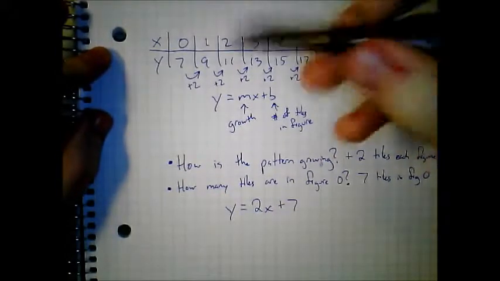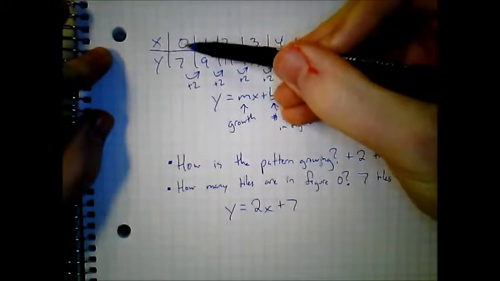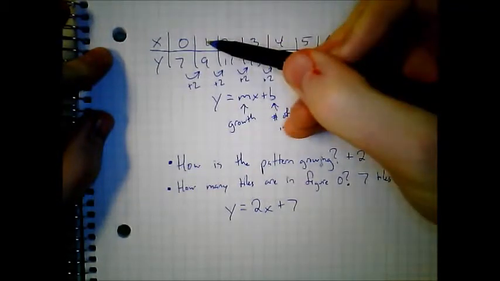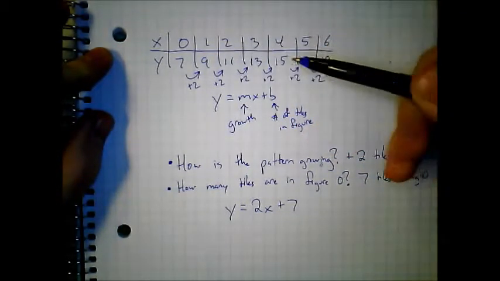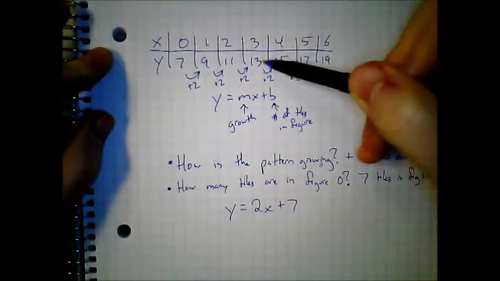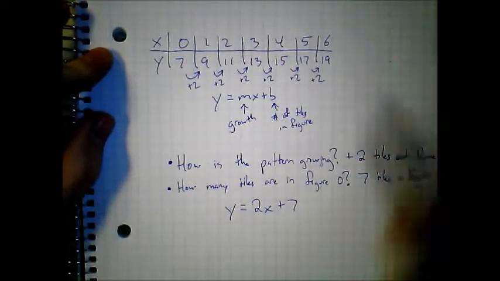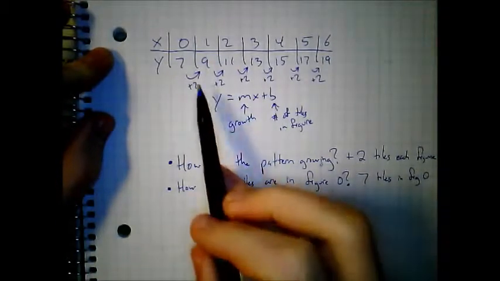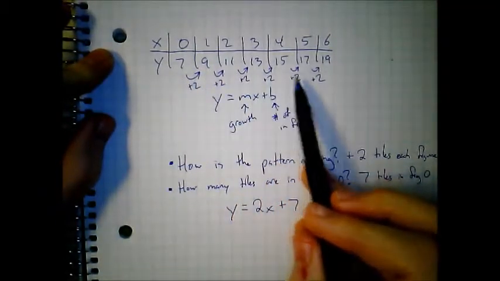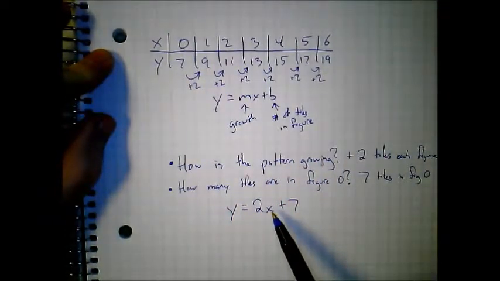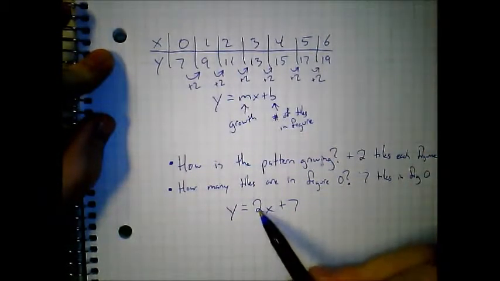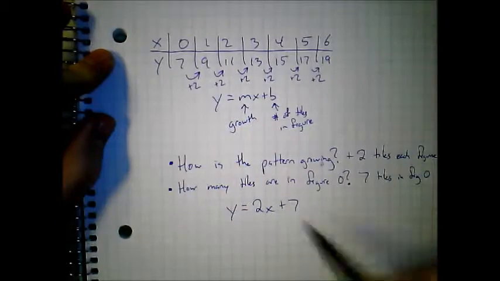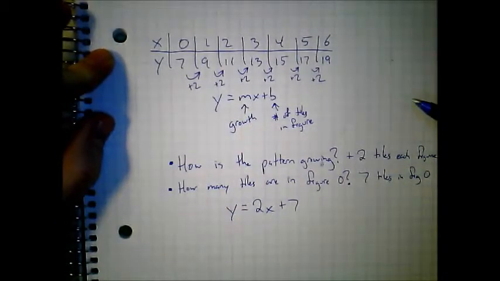And we can check this. 2 times 0 is 0, plus 7 is 7. 2 times 1 is 2, plus 7 is 9. 2 times 2 is 4, plus 7 is 11. 2 times 3 is 6, plus 7 is 13. And that works for everything, because remember, we're adding 2 tiles each time. So no matter what figure number I tell you, we have to add 2 that many times. And that shortcut is multiplication. We're doing 2 times our figure number plus the 7 tiles we started with.